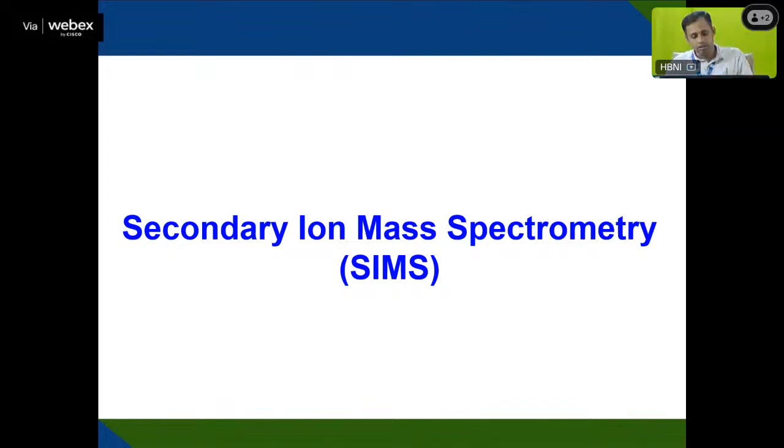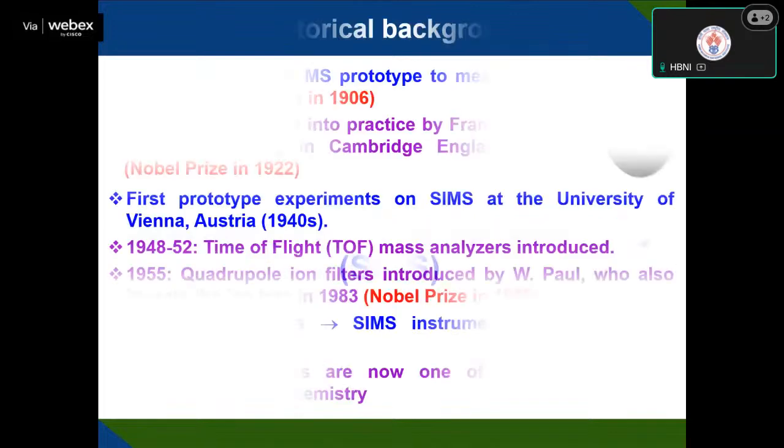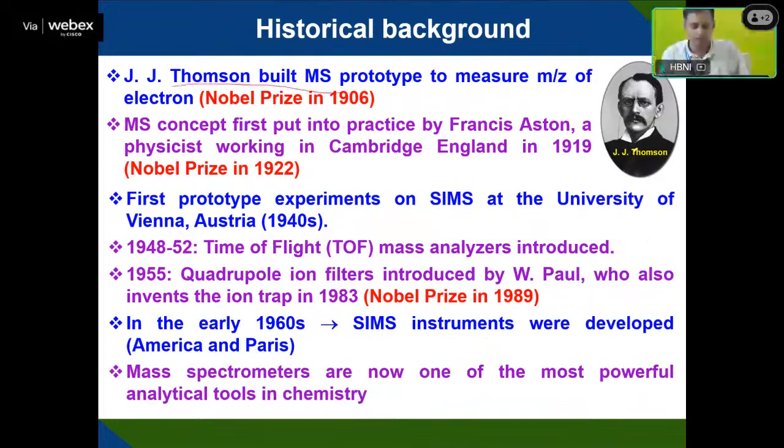So the last technique that I'll discuss is secondary ion mass spectroscopy, that is SIMS. SIMS is widely used, and this is a common technique that can detect each element from the periodic table, from hydrogen onward. Each element can be detected by using secondary ion mass spectroscopy. It was first J.J. Thomson who built a mass prototype by m/z ratio, and then that concept was put into practice by Francis Aston, and later on different types of SIMS, with a prototype at the University of Vienna established in 1940.